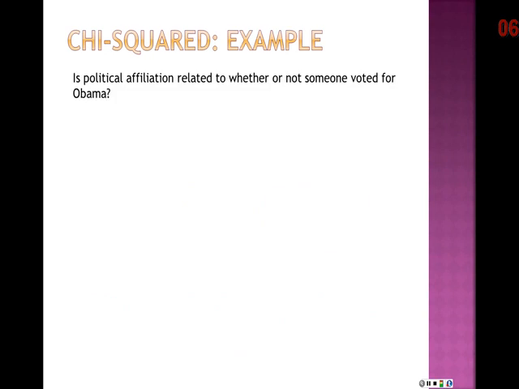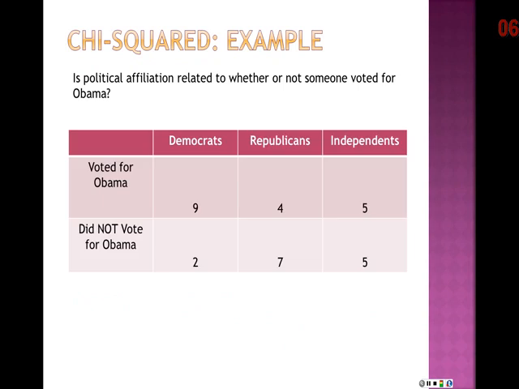Let's take an additional example. Is political affiliation related to whether or not someone voted for Barack Obama? Right? So we have two variables here. And so we can break this down and expand it a little bit, right? So we have the same categories, Democrats, Republicans, and Independents, but then we split it up into one more case, where we have voted for Obama, did not vote for Obama, right?